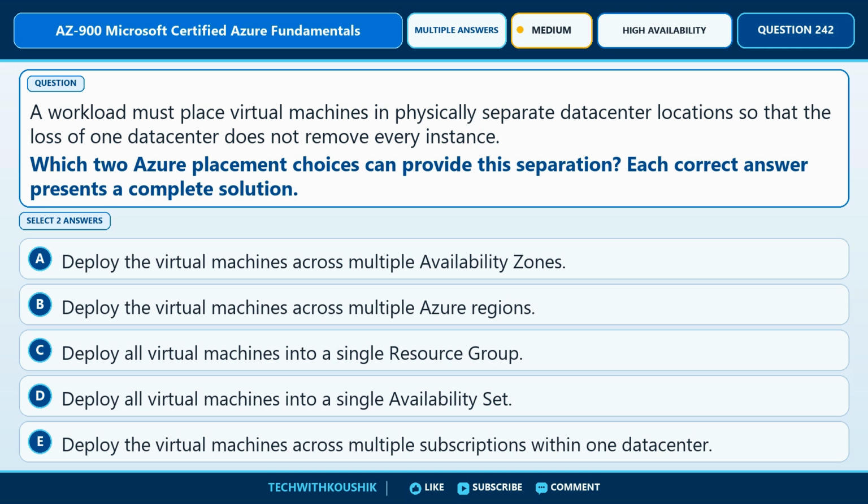Let's compare the available options. Option A is deploy the virtual machines across multiple availability zones. Option B is deploy the virtual machines across multiple Azure regions. Option C is deploy all virtual machines into a single resource group. Option D is deploy all virtual machines into a single availability set. Option E is deploy the virtual machines across multiple subscriptions within one data center.